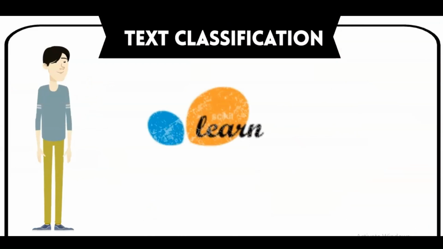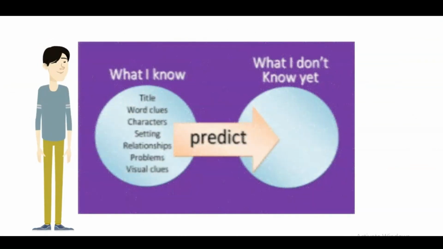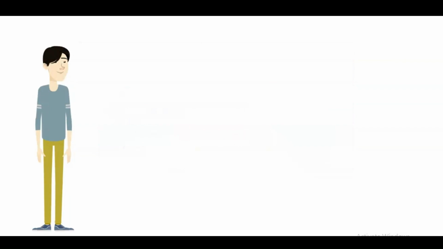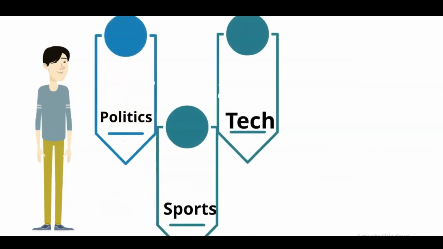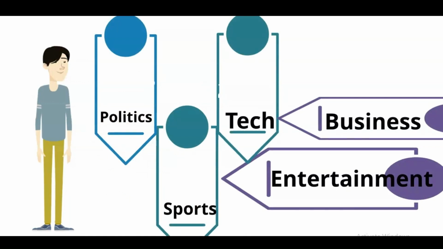In this presentation, we'll take you through the exciting journey of building a classifier that can categorize text into 5 different topics: politics, sports, technology, entertainment, and business.